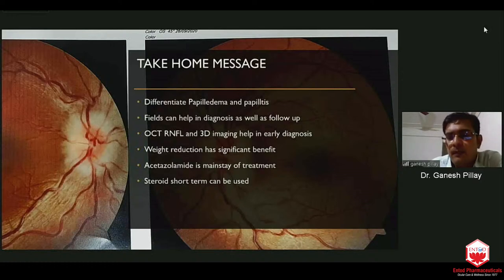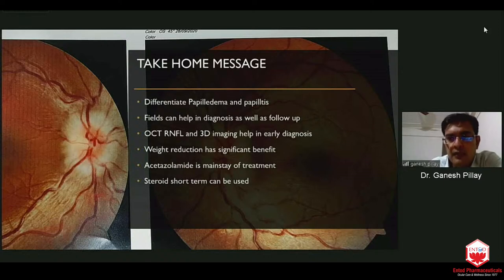So my take-home message is that we have to differentiate between papilledema and papillitis, looking at the color contrast, vision loss, and pain associated with it; these are the findings that you have to look for. Then fields can help in diagnosis, which is not often done. Again, we have to do fields more often. OCT, RNFL and 3D imaging can help in early subtle changes of disc edema. Early disc edema can be diagnosed with 3D when there is confusion. Weight reduction has a significant benefit.